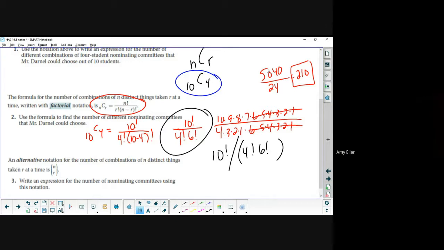Why do we need that? You don't, it's just when there's multiple things on top or bottom, it's a good habit to get into. Because students don't know when to use them and when not to, so I say always.